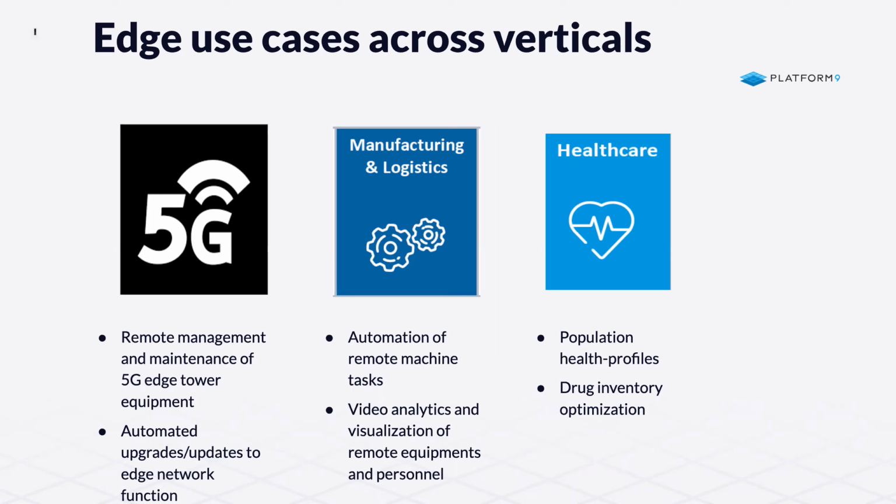So to that other end, manufacturing, logistics, obviously automation of remote machine tasks, and then really trying to do more with automated analytics and visualizing of equipment, using drones in some cases, as opposed to sending people out to remote sites, right? Which isn't exactly the cheapest thing. And then finally, with the COVID situation, healthcare, right? Are we doing a good job as a health industry, as a pharma industry, to be able to get population health metrics, to be able to optimize drug inventory?